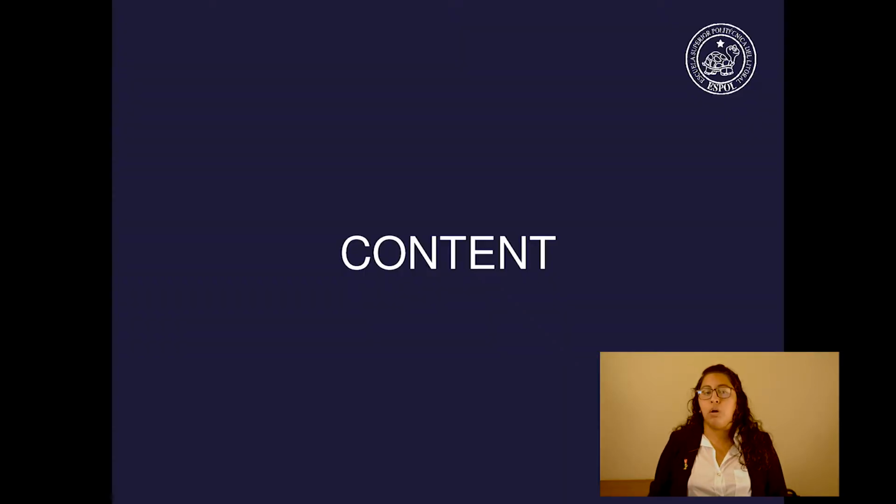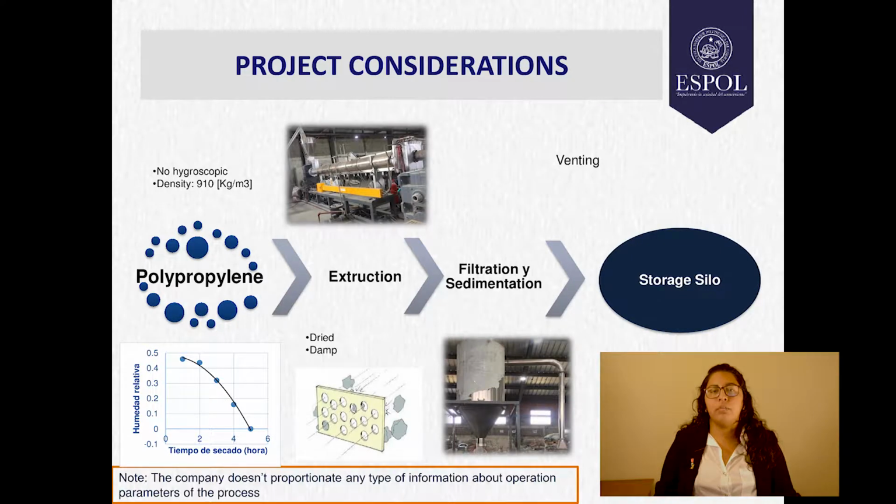To understand the project, we must know that polypropylene is a hygroscopic and semi-crystalline material. The humidity is 46% in the machine. The company used dry extraction, and filtration and sedimentation are important parameters to analyze in the system. Finally, as an extra, we will put in a storage silo.